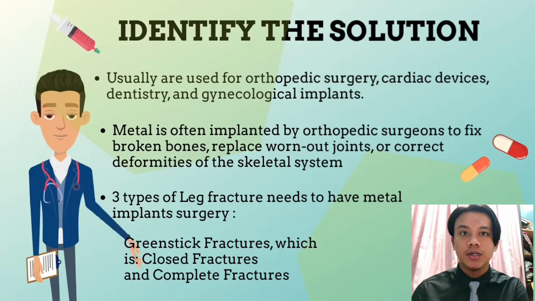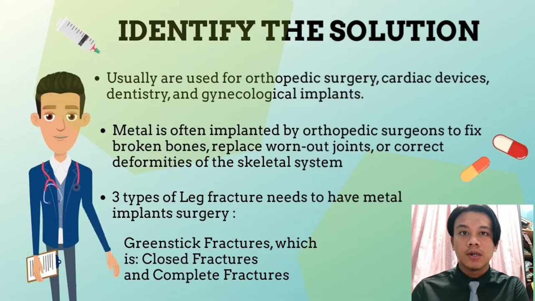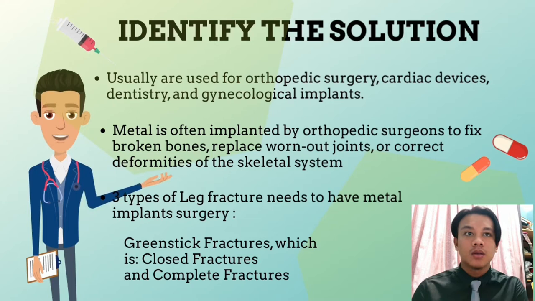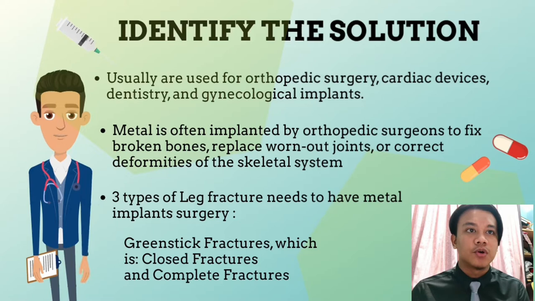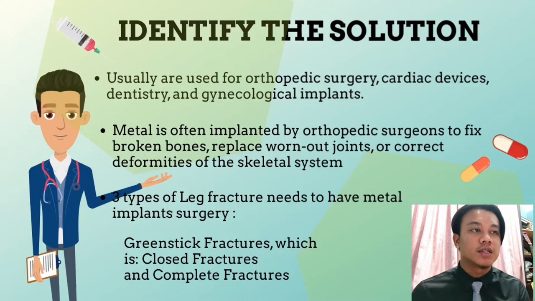Next, I would like to talk about identifying the solution for metallic implants for fracture. Usually, metallic implant materials for fracture are used for orthopedic surgery, cardiac devices, dentistry, and gynecological implants. Metal is often implanted by orthopedic surgeons to fix broken bones, replace worn out joints, or correct deformities of the skeletal system. But for these cases, we're going to identify the solution for leg fractures in metallic implants.